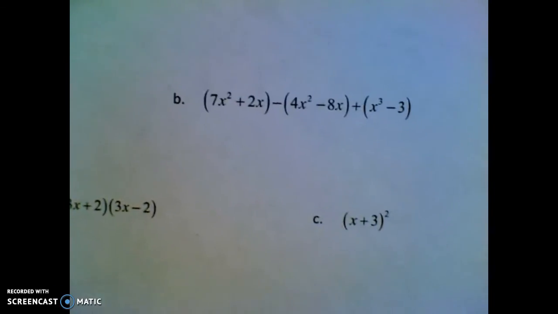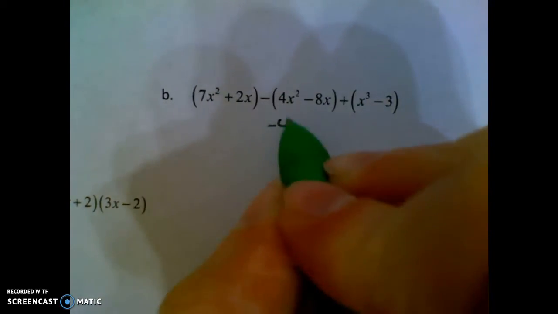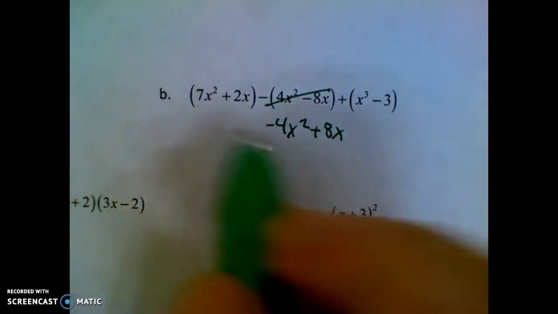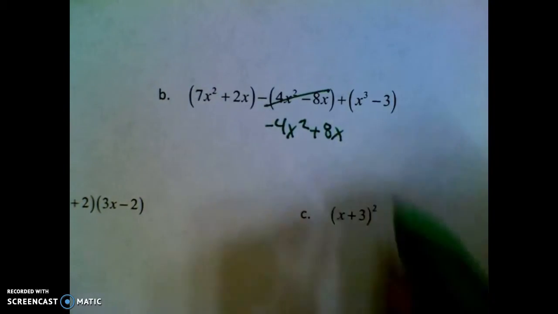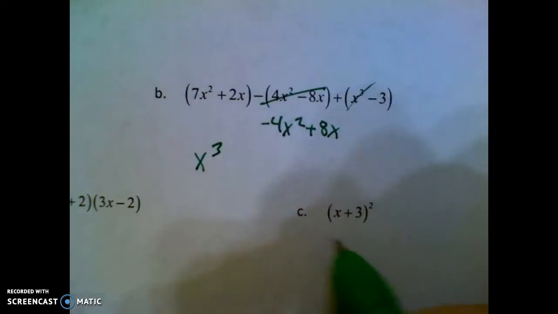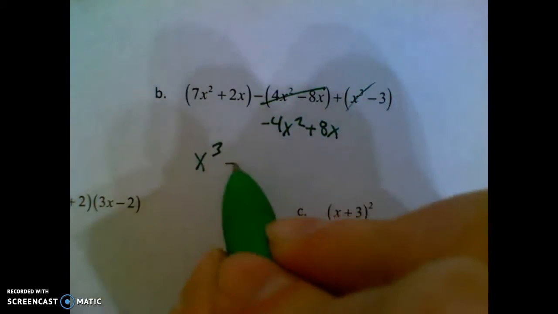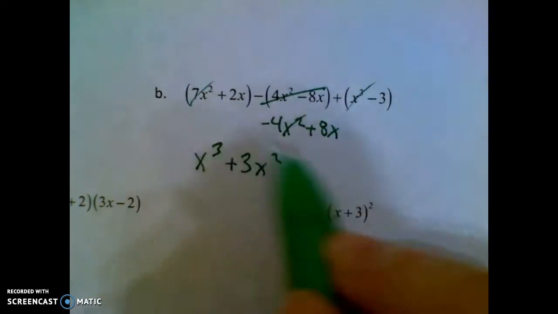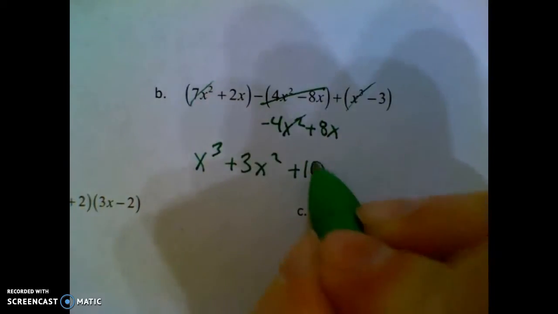Okay, moving over to this guy. I'm just going to distribute that to be negative 4x squared and plus 8x, and then everything else is fine because it's positive. I'm going to go in order. I'm going to go x cubed. So that guy's taken care of. I'm going to go x squared. 7 and a negative 4 is a positive 3x squared. And then x's, so 2 and 8 are 10.